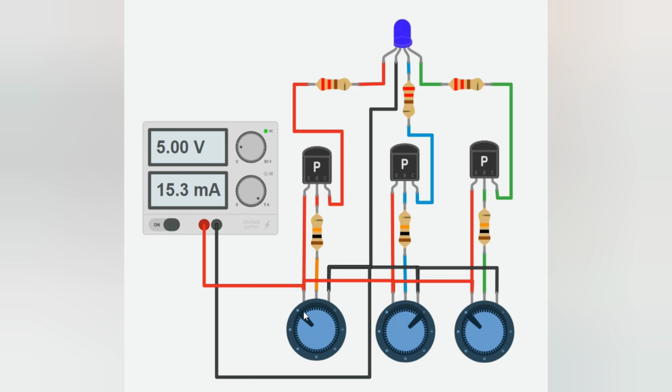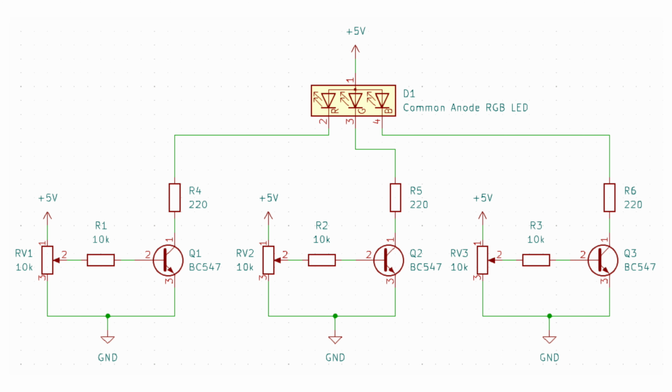In this video, we will learn how to make a common anode and common cathode RGB LED controller using BJTs without a microcontroller. This circuit is a common anode RGB LED controller using BC547 NPN transistors.